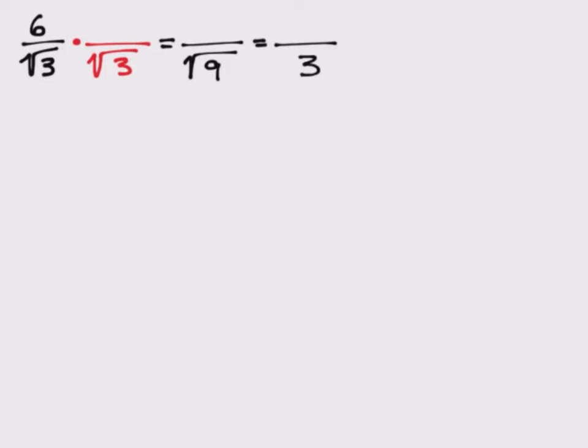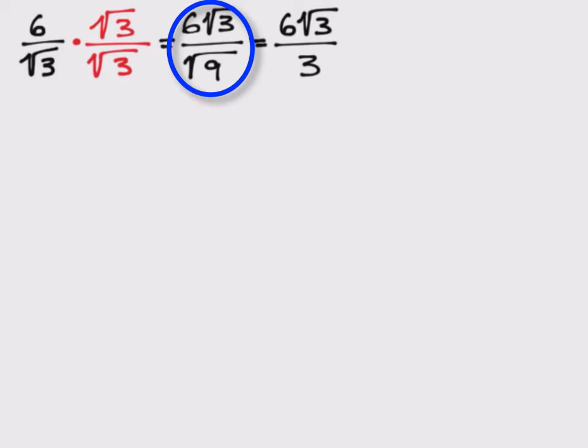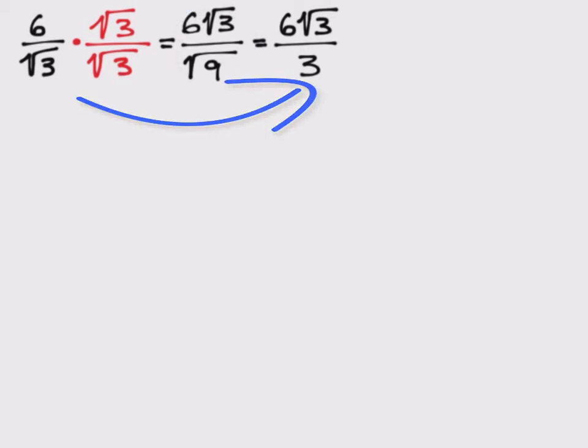That's just 3. Now, of course, since we need to come up with an equivalent fraction, we need to make sure to multiply the numerator and denominator by the exact same thing. So we'll multiply this original fraction by the square root of 3 over the square root of 3. And that gives us 6 root 3 over 3. Another way to think about it is, by definition, the square root of 3 times the square root of 3 is 3. So if you'd like, you may certainly skip this middle step and go right from here to here. So we've successfully rationalized the denominator.